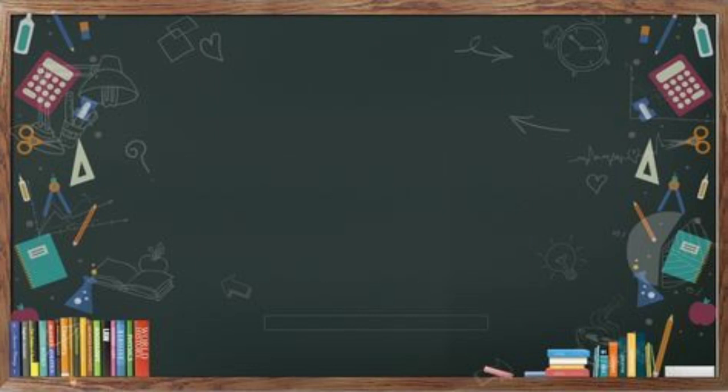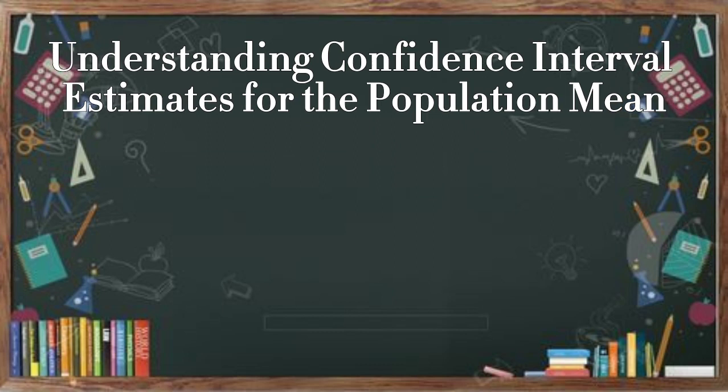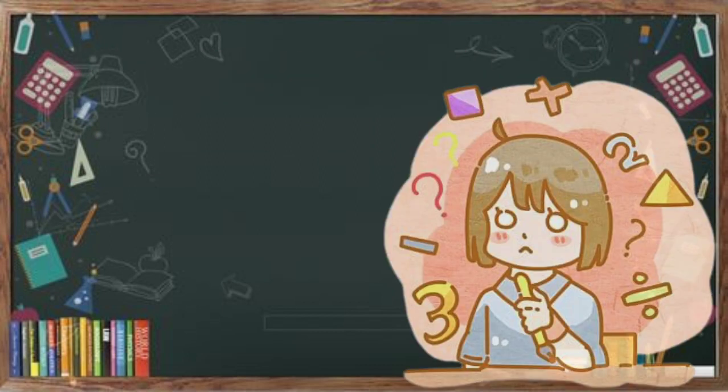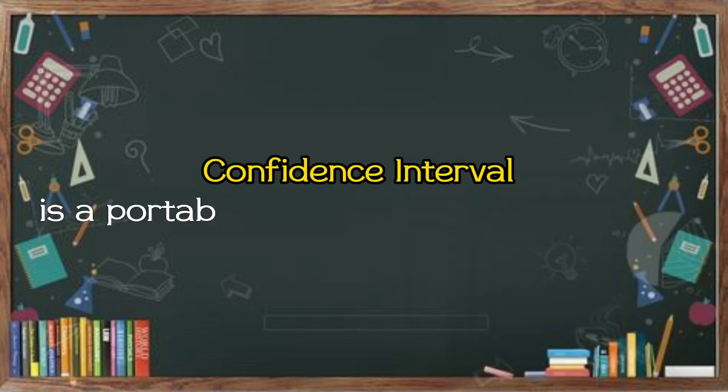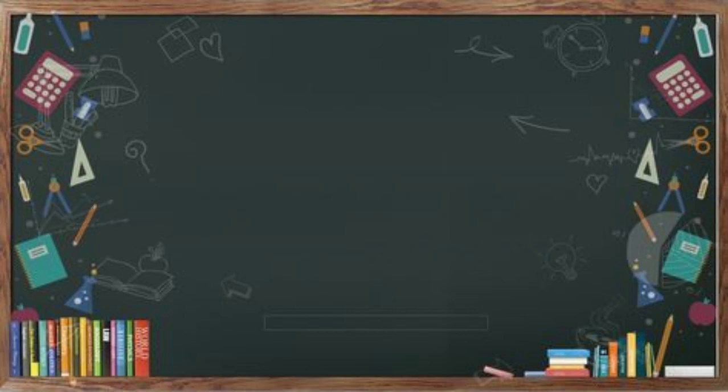Now, let's talk about understanding confidence interval estimates for the population mean. Before that, let us first know the meaning of the confidence interval. Confidence interval is a probability that a parameter will fall between a set of values.